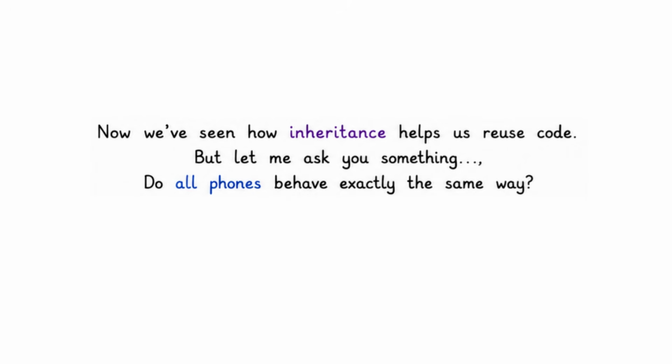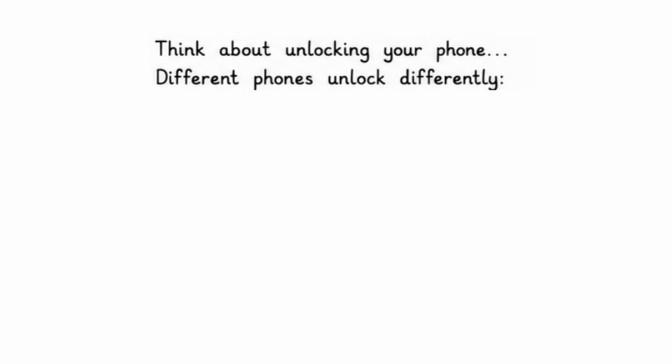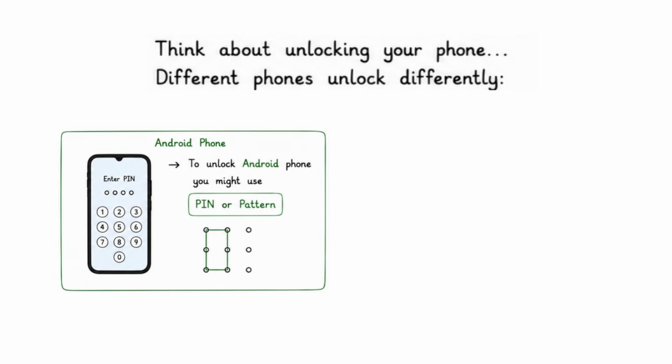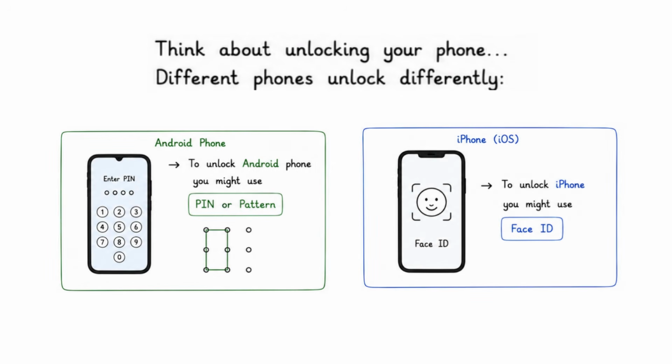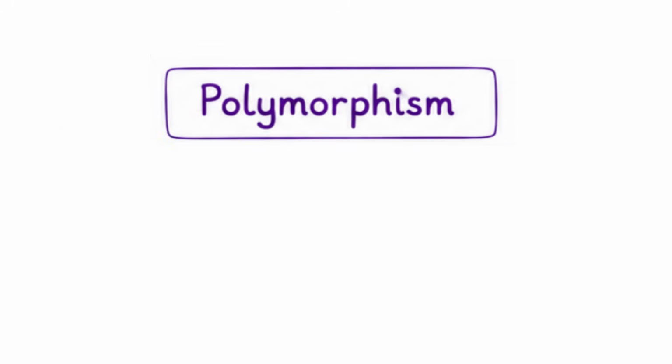Now we have seen how inheritance helps us reuse code. But let me ask you something. Do all phones behave exactly the same way? Think about unlocking your phone. Different phones unlock differently. To unlock an Android phone, you might use a PIN or pattern. To unlock an iPhone, you might use Face ID. But for the user, it's still one action: unlock the phone. And that's exactly what polymorphism is.